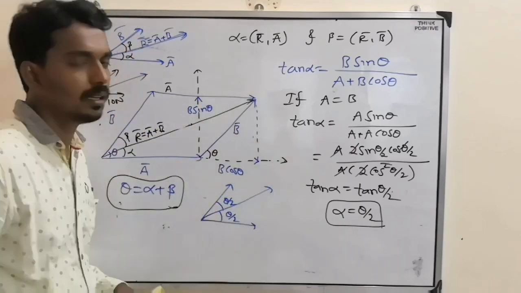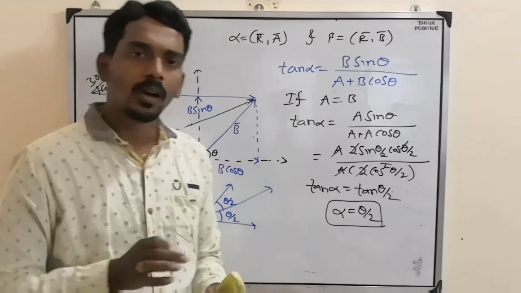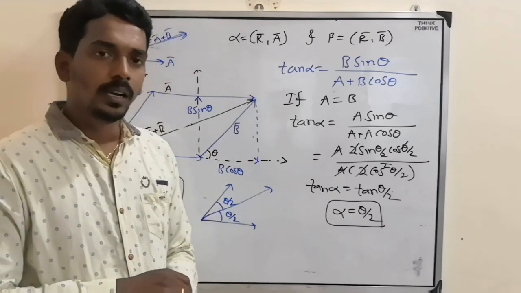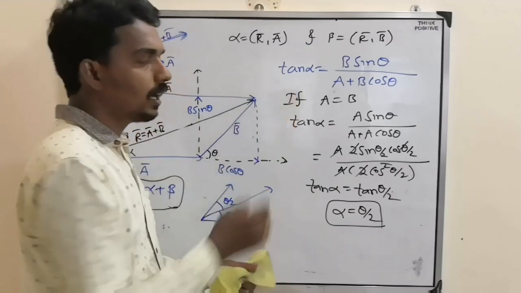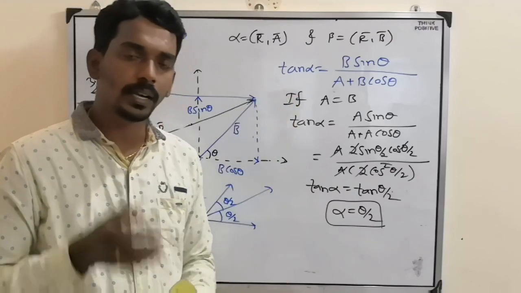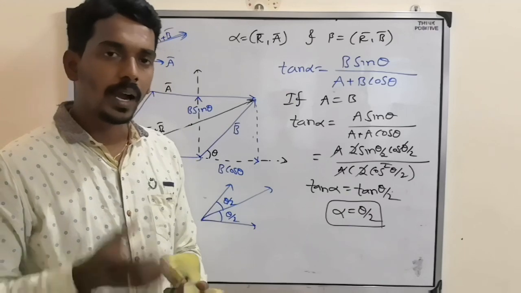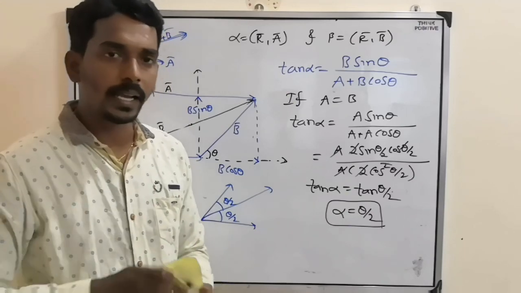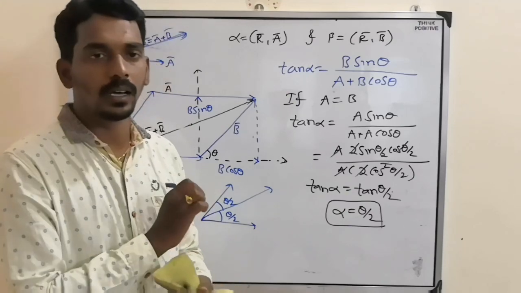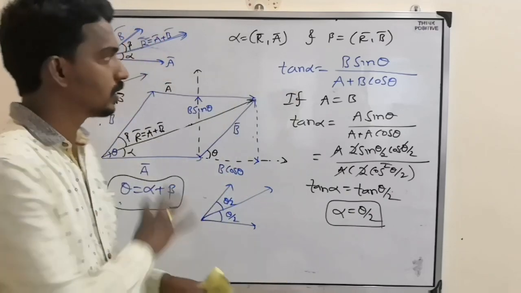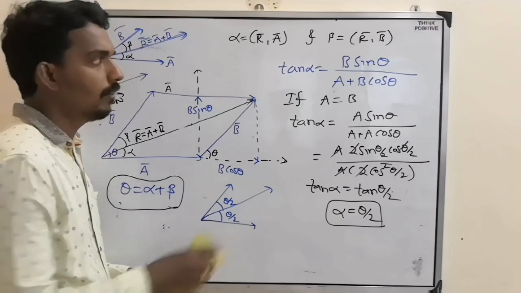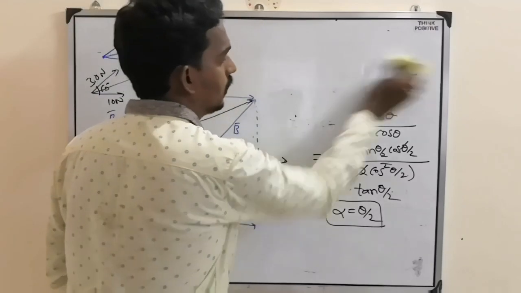So this is the parallelogram law of vector addition, and how to use it and how to understand it to derive the magnitude of resultant of A bar and B bar, and how to find the angle between the resultant vector and A bar or B bar. So this is the triangular law of vector addition.